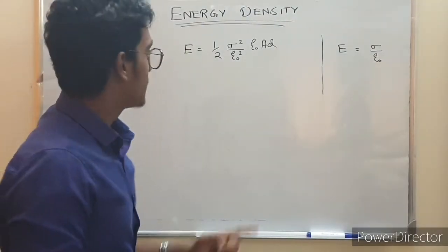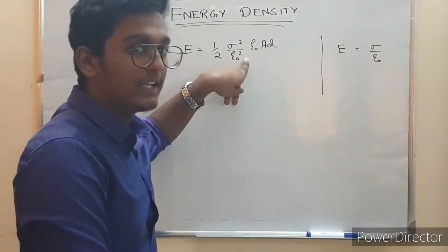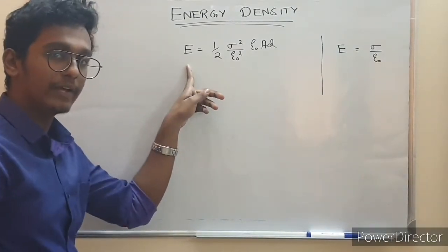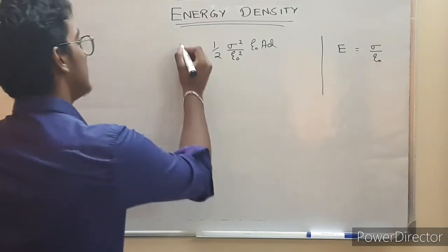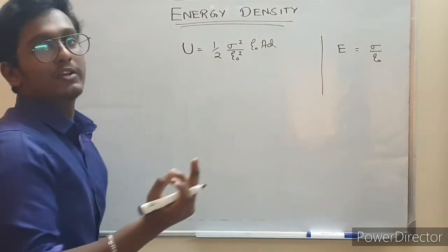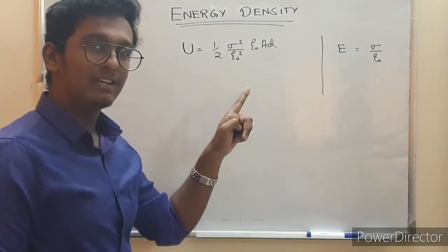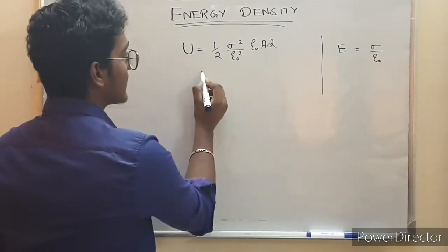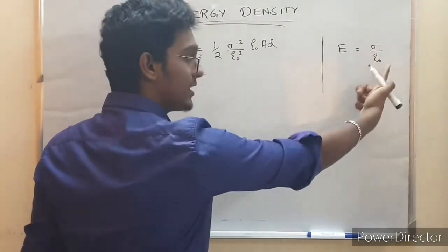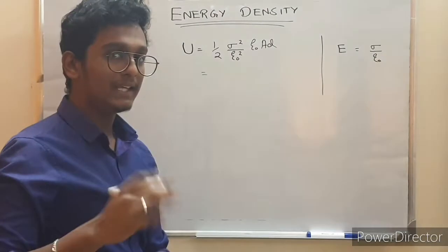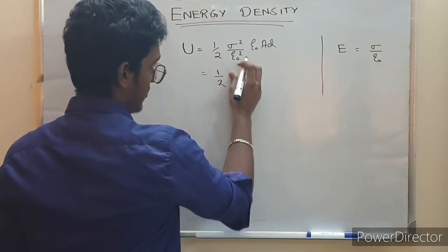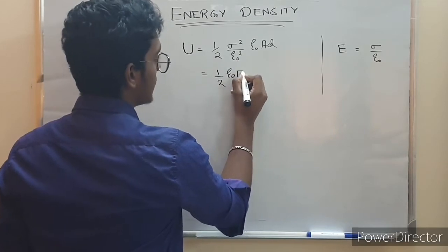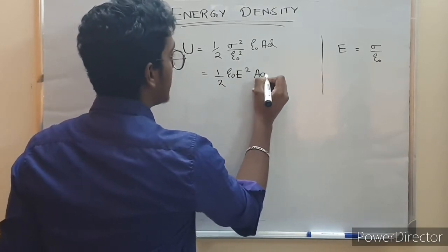So I'll erase this off and I'll start from the beginning. It would get confusing if there is one electric field E over here and an energy E over here. So I'm going to represent energy by capital U. The only reason we are using a different notation is because we are going to have an E, which is for electric field, in here. So sigma squared divided by epsilon naught squared would be E squared. So it would become half epsilon naught E squared AD.